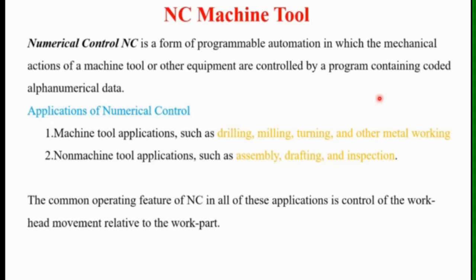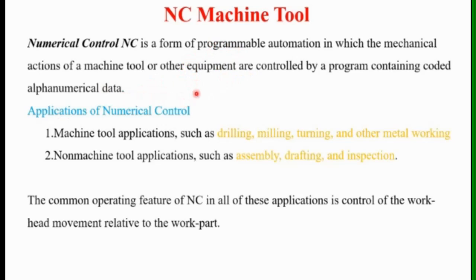Numerical control is a form of programmable automation in which the mechanical actions of a machine tool or other equipment are controlled by a program containing coded alphanumerical data. That means in numerical control machines, all the mechanical actions of a machine and all the equipment are controlled by a coded program. That is called numerical control machines. It is coded in alphanumerical data.